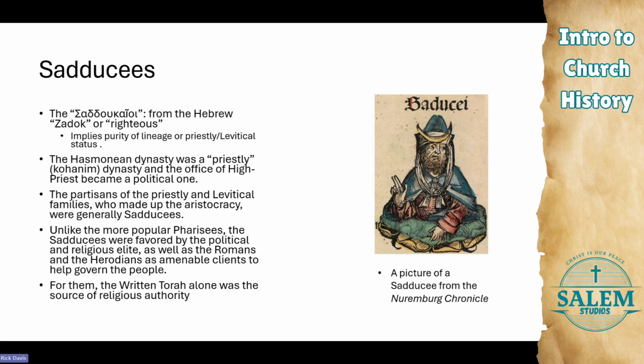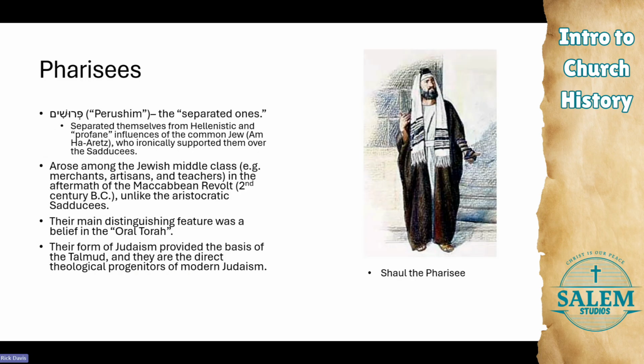And for them, from a religious standpoint, the written Torah alone was the source of religious authority, and that's significant. I didn't say the written Tanakh, I said the written Torah, because like the Samaritans, the Sadducees actually limited their canon of scripture to just the five books of Moses. And that was their form of religious authority. And we see this conflict in several cases with Jesus. And we'll get into that in later lessons.